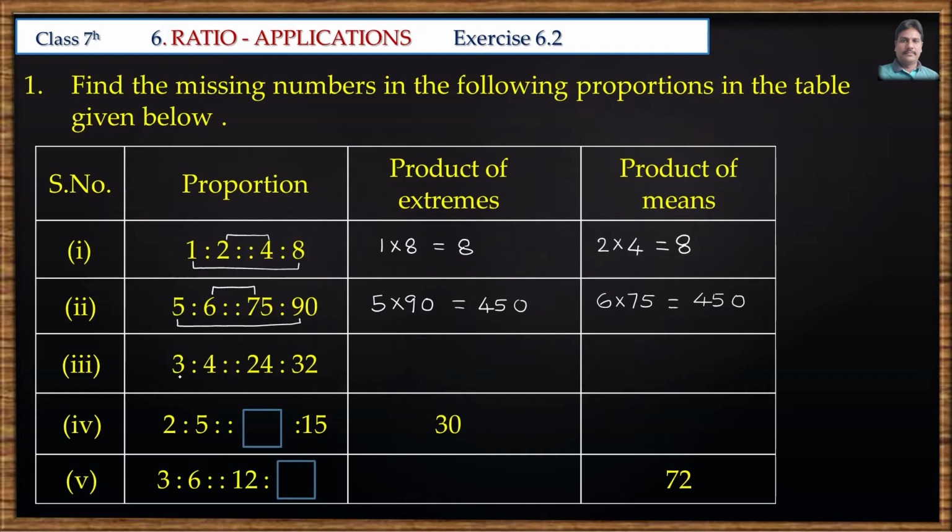Here the extremes are 3 and 32. So the product of extremes is equal to 3 into 32. This is equal to 3 twos are 6, 3 threes are 9. It will become 96. And the means are 4 and 24. So 4 into 24. This is equal to 4 fours are 16, 4 twos are 8, 8 plus 1 is 9. This is also 96.